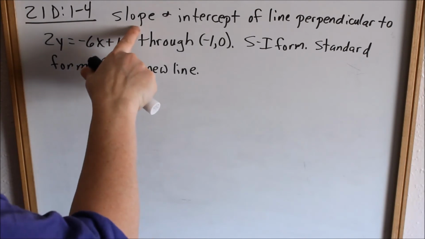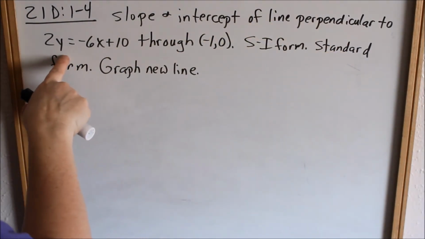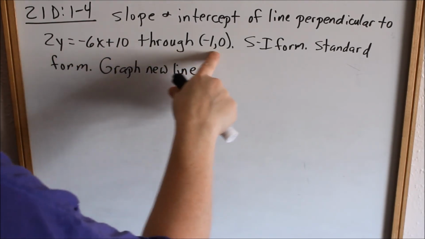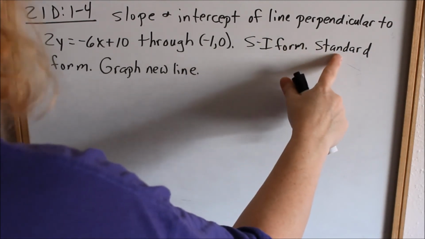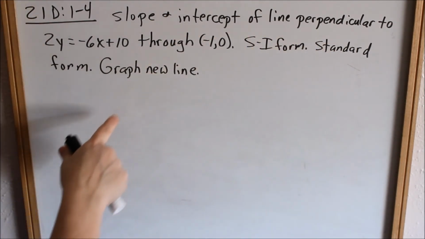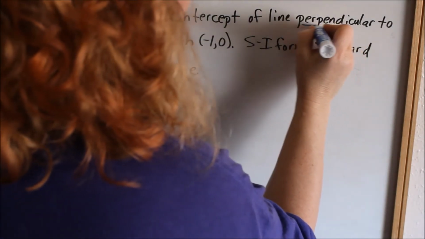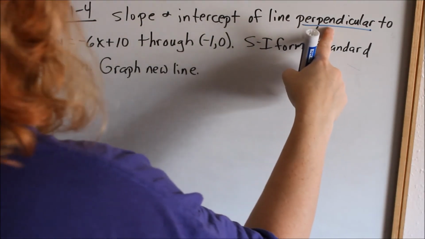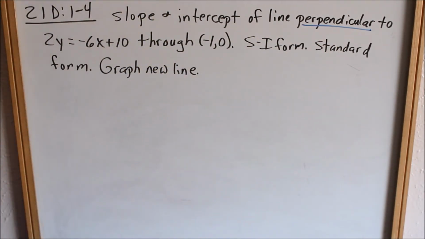It's asking us to find the slope and the intercept of a line perpendicular to 2y equals negative 6x plus 10 through the point negative 1, 0. It's asking us to put the new line in slope-intercept form, standard form, and then to graph the new line. Remember, the problem asked us for perpendicular. We want to be perpendicular to the line that they give us. I usually underline the word perpendicular to remind me I need the opposite reciprocal slope.